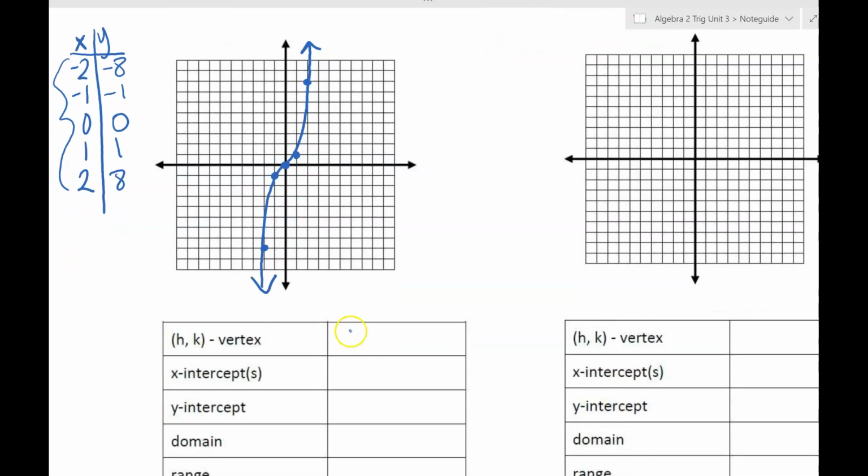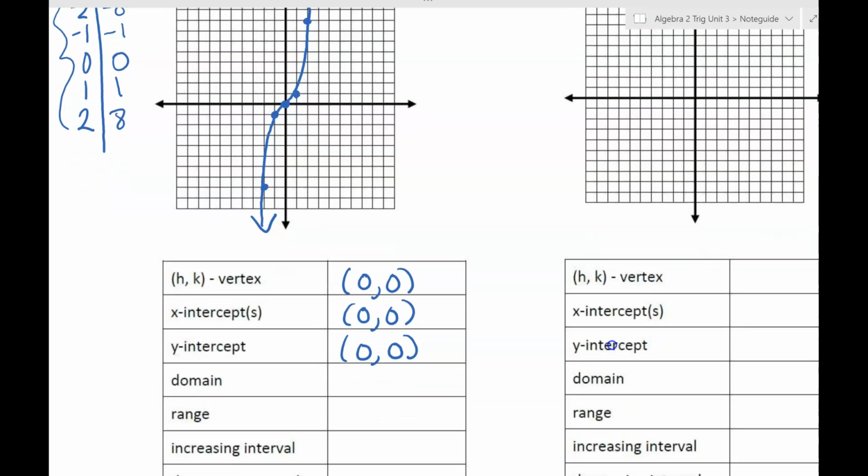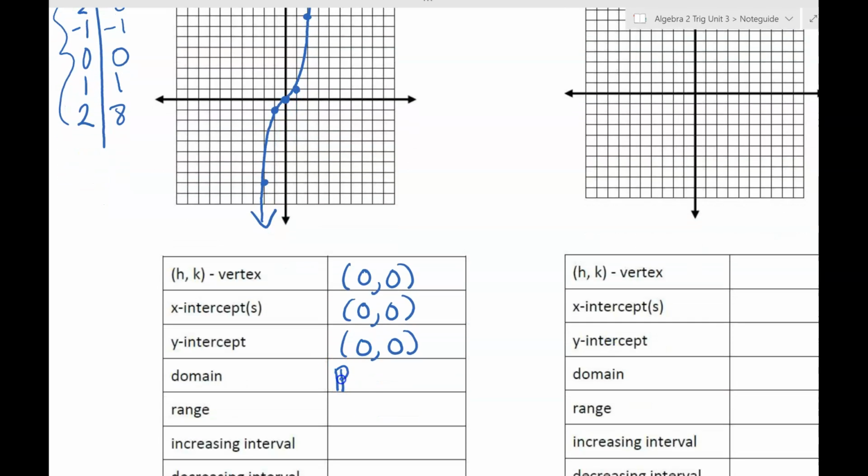So for characteristics of this, our vertex is (0, 0). That also happens to be our x and y intercept for this parent function. The domain is all reals. You can plug in any type of number and cube it, and you can actually get out any type of number as a result, so our range is also all real numbers.